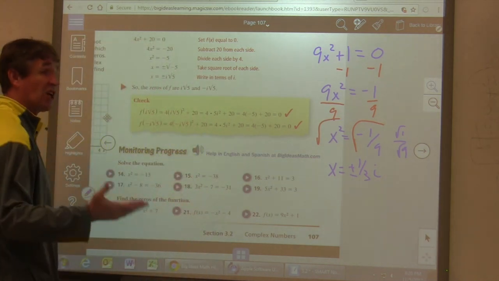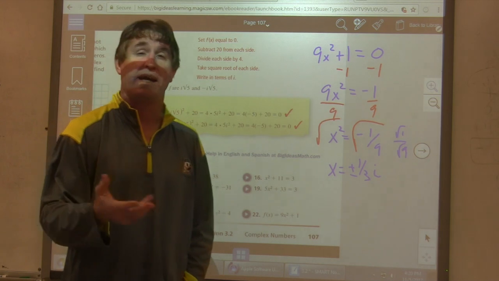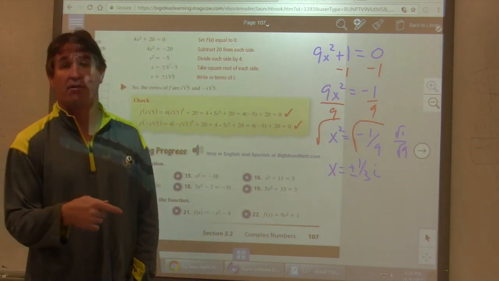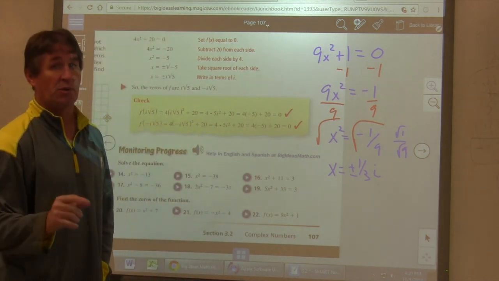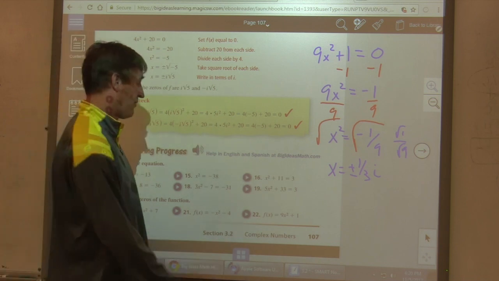So we went through lots of examples on this. Again, the only change is we've got this square root of negative numbers, and we handle that by bringing an i out front. And then you have to remember that i squared is a negative 1. Other than that, it's no different than 3.1.